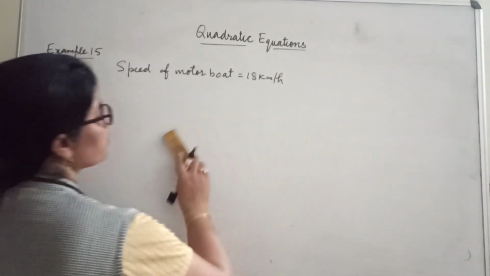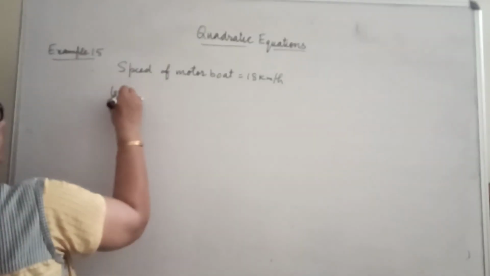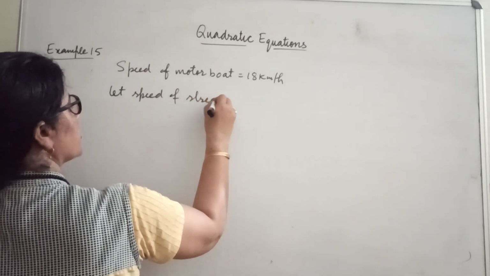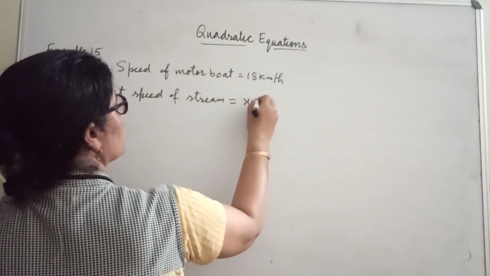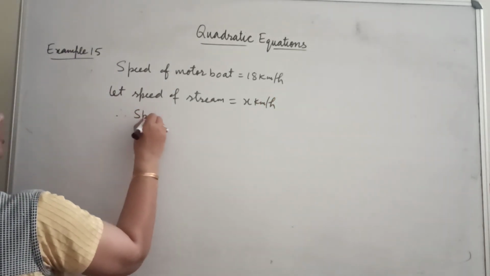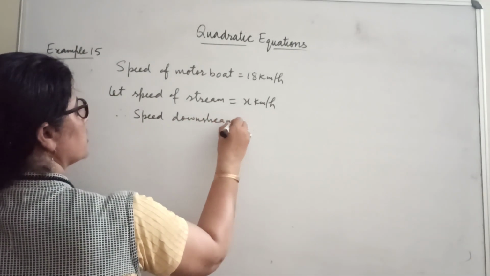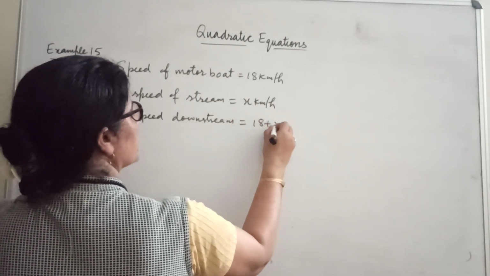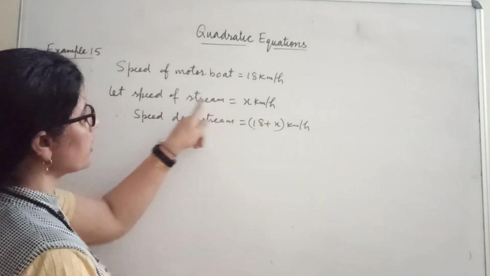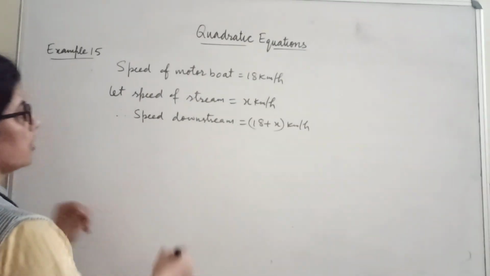Now here he is saying to find the speed of the stream. What we want to find here is the speed of stream. Let the speed of stream be x kilometer per hour. Therefore, speed downstream is equal to 18 plus x kilometer per hour. This speed will be added because we are going in the direction of the stream. Downstream is in the same direction.